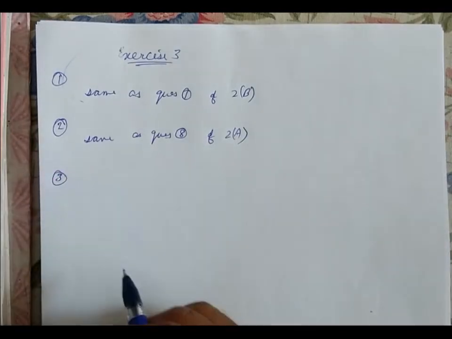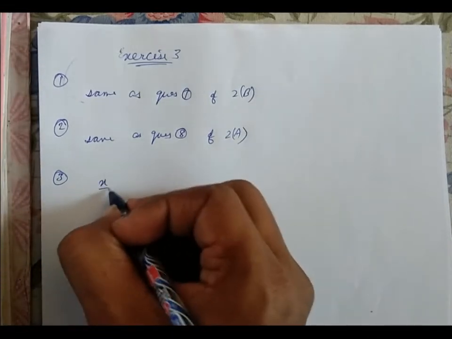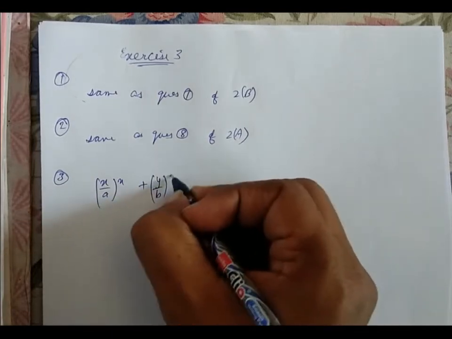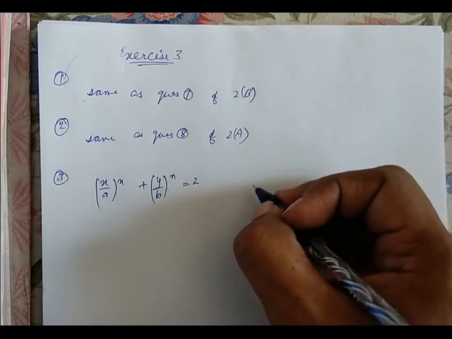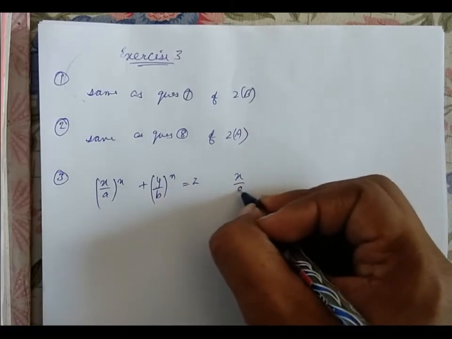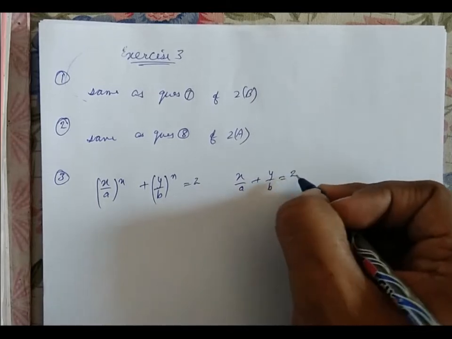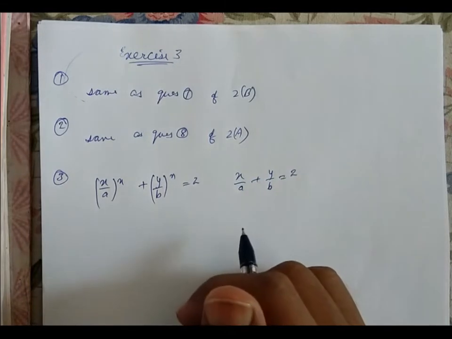Moving on to the next question, question number 3. Show that the curve (x/a)^n plus (y/b)^n is equal to 2 touches the straight line x/a plus y/b is equal to 2 at the point a comma b, whatever the value of n may be. Okay.